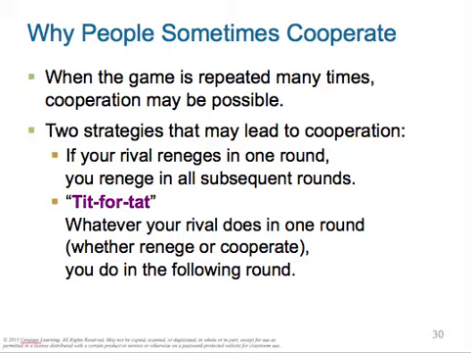In the two examples I just gave you, there are two strategies that may lead to cooperation. First, if your rival reneges in one round in a multiple round game, you renege in all subsequent rounds. Second, tit for tat: whatever your rival does in one round, whether renege or cooperate, you do in the following round. So if you work with a player in a game and they don't cheat on you, you're more likely not to cheat on them. Okay, so that's tit for tat. And if they cheat on you, you're more likely to cheat on them.